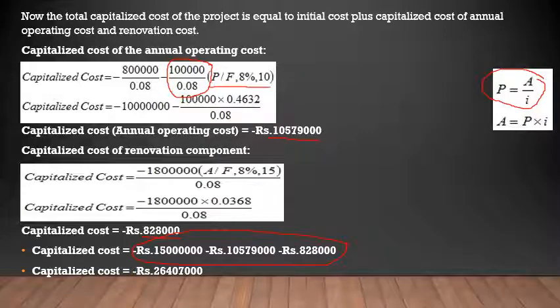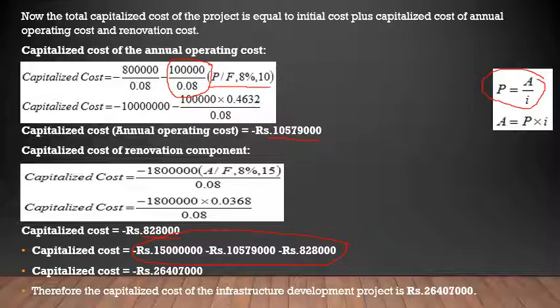Why is it necessary to convert these into P? Because everything has to be obtained at t equal to 0. That is the total capitalized cost. Okay. So hence write the answer without forgetting. The total capitalized cost of the infrastructure development project is 26407000.